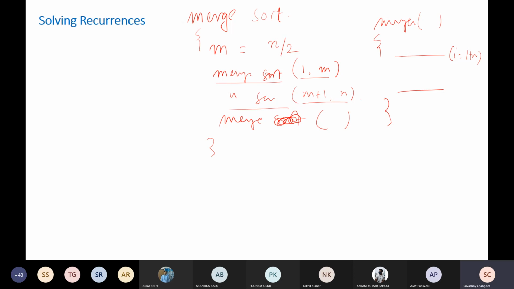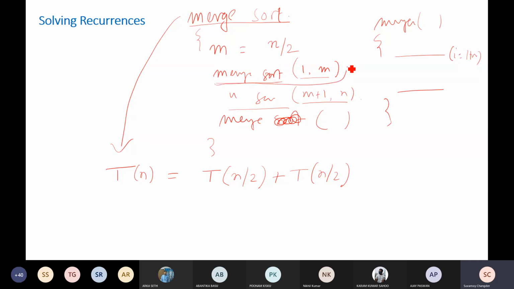So here we can write that let T(n) be the time complexity of merge sort. Then what are we doing? We are calling the same function with half of the elements first, then again we are calling the same function with half of the elements. So if T(n) is the time complexity of this merge sort algorithm, obviously T(n/2) will be the time complexity of this one, and T(n/2) will be the time complexity of this one.